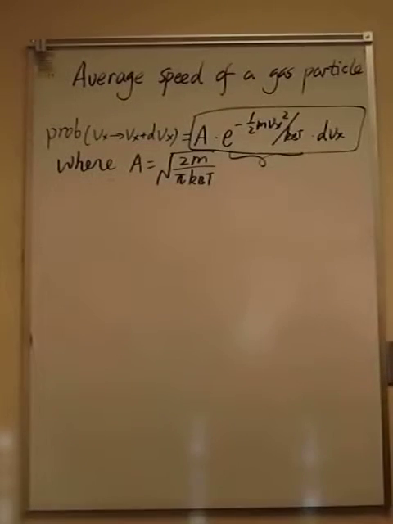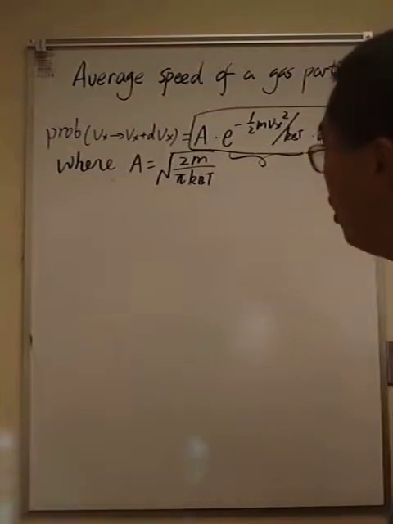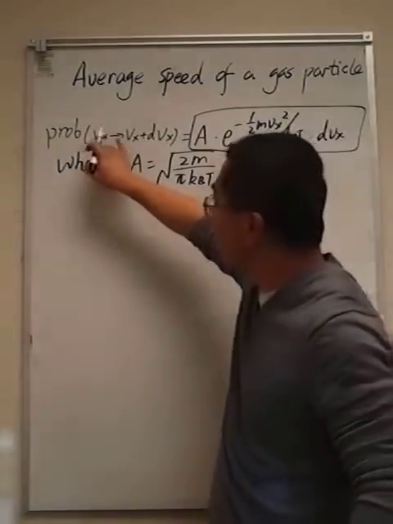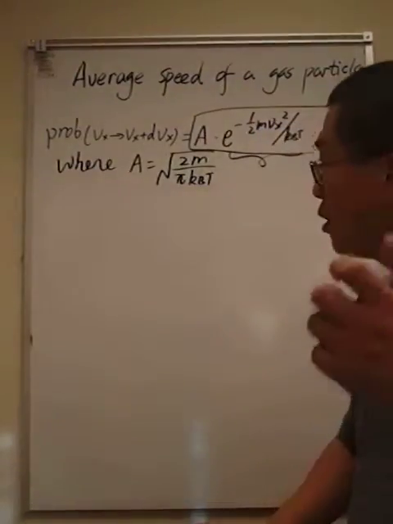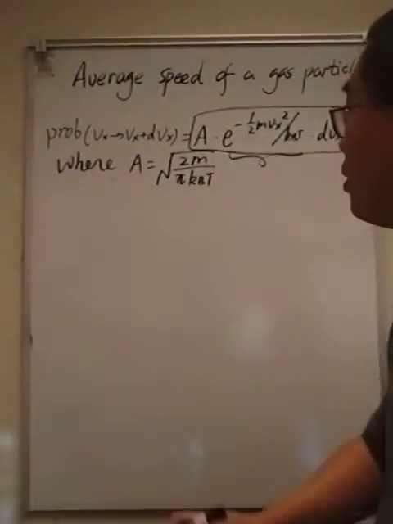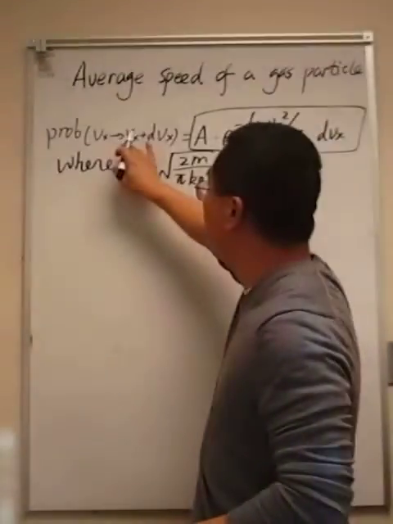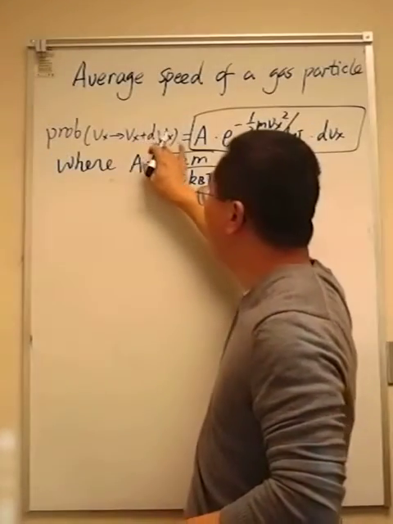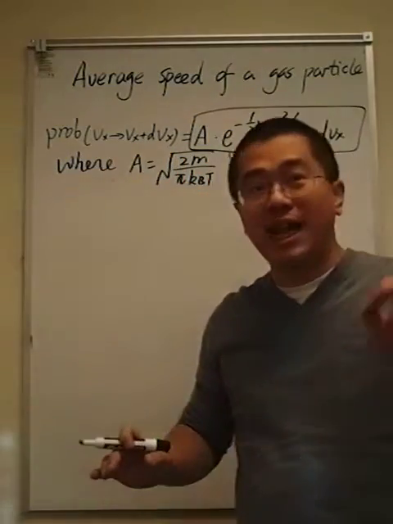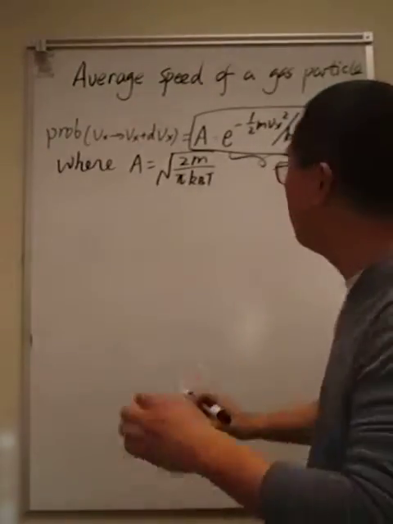I will derive the average speed of a gas particle in three-dimensional space. In another video, we learned this equation: the probability of finding a particle moving in the x direction at a speed between Vx and Vx plus dVx. This dVx is the exact differential, it's infinitesimal.